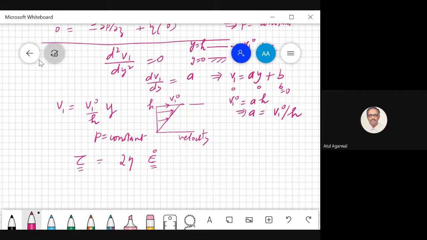So we are neglected. We are saying fluid is incompressible, so the other term is not there. So that's all we have for viscous stresses. Now you have got this. This is a coordinate system, x and y.